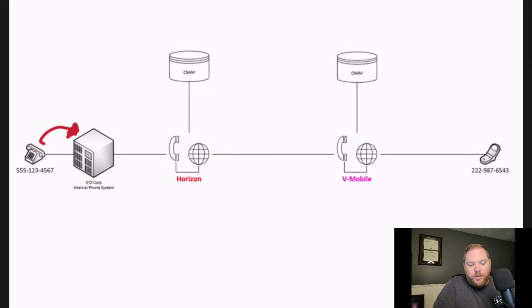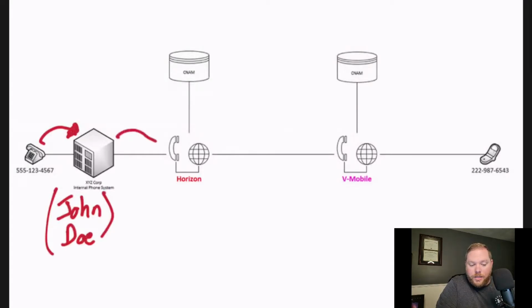Once you've sent that call to your internal phone system, it's going to assign a name in there, and maybe in your internal phone system here, the name listed for your phone number is John Doe, right? So that's the name that your phone system is going to assign to this call. But it's then going to send the call out, assuming this is an external call to somebody outside of your company. It's going to route this call out to your local carrier. In this case, it's Horizon.